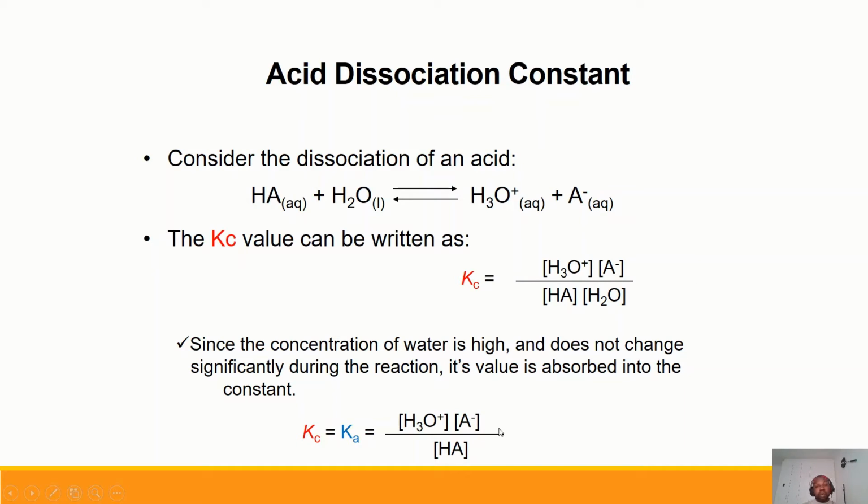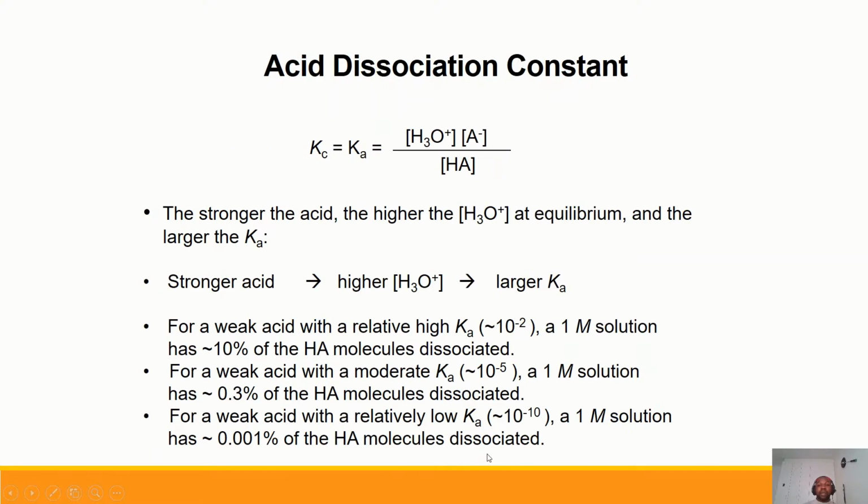For this case, mostly we ignore the water. When water is included and it's a pure liquid, we ignore it, so we only have HA as the denominator. Since the concentration of water is high and does not change significantly during the reaction, its value is absorbed into the constant, and that's why we ignore the water.